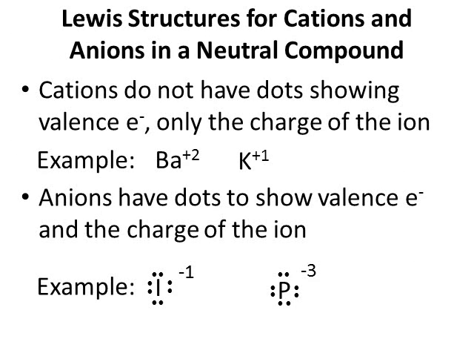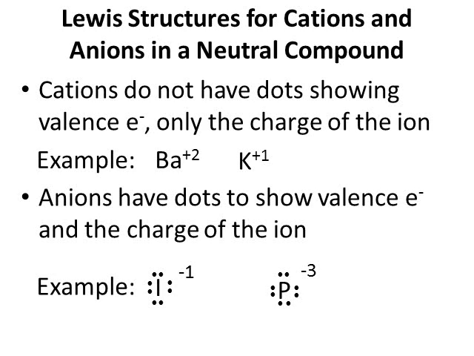Cations do not have dots showing valence electrons. They are only given the charge of the ion. So when we draw barium in its ion form, we don't have any dots because remember, a cation donates electrons. So barium donates both of its valence electrons, so it has no dots. Potassium has a +1 charge because it too has gotten rid of all of its valence electrons.